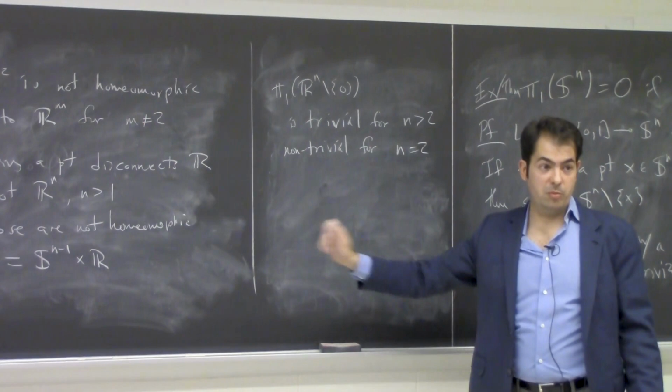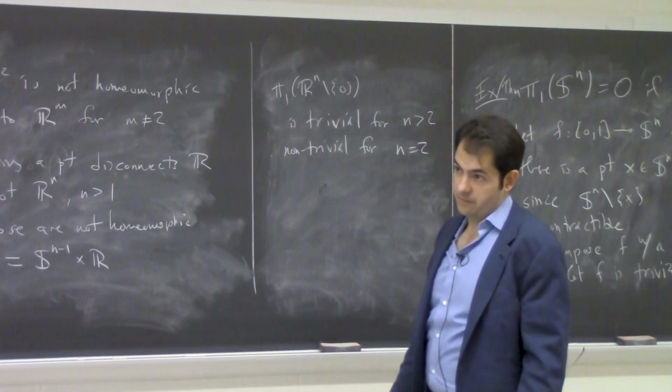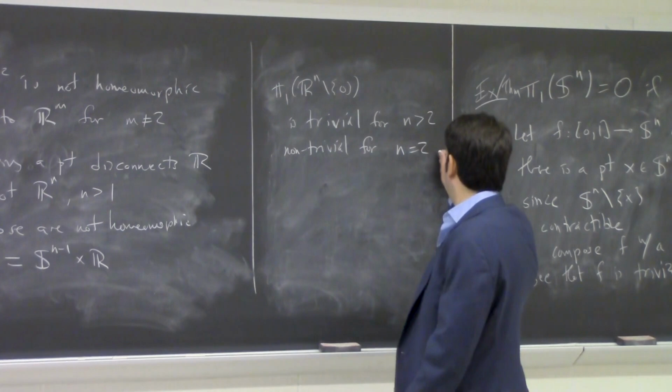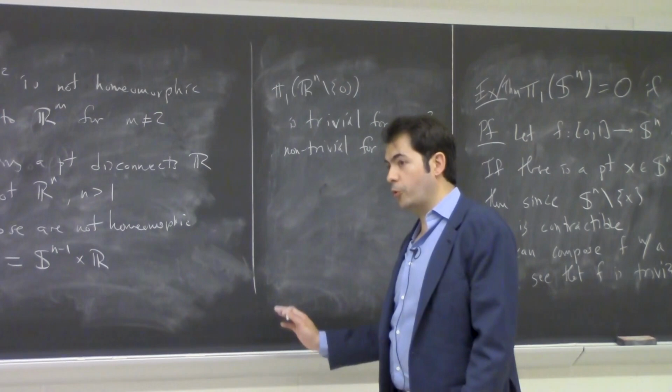Yes? So presumably, if we replace the subscript 1 with the pi with a higher number, we could extend this to showing that higher dimensional real spaces aren't homeomorphic to one another? That's right. That's right. So next semester, we'll do higher homotopy groups, and that'll work. But later this semester, we'll do homology, and that'll be strong enough to run this argument.